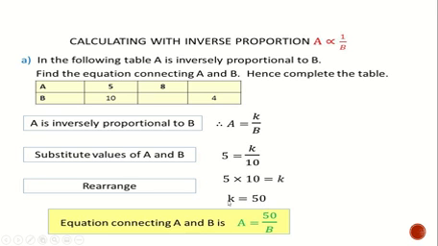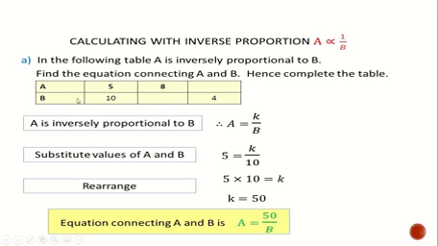Now the value of K is 50. Put the value of K in this equation. This equation would become A is equal to 50 by B. Now this is the equation connecting A and B.